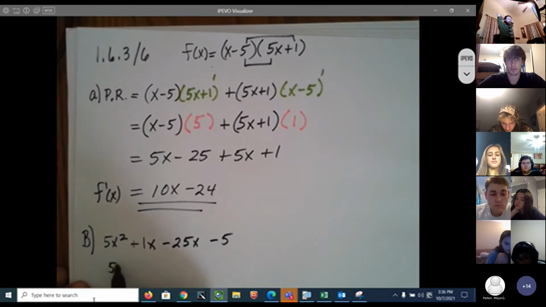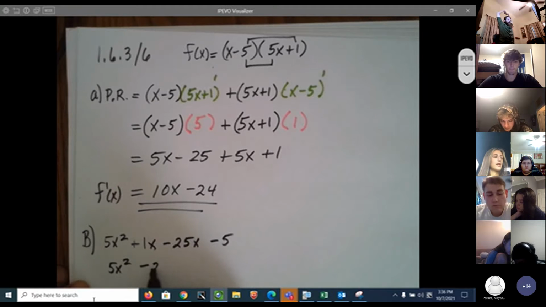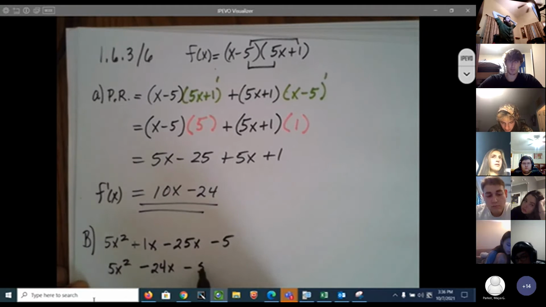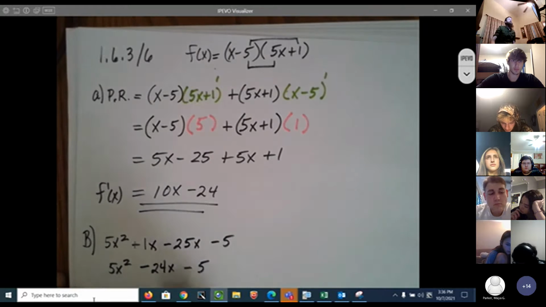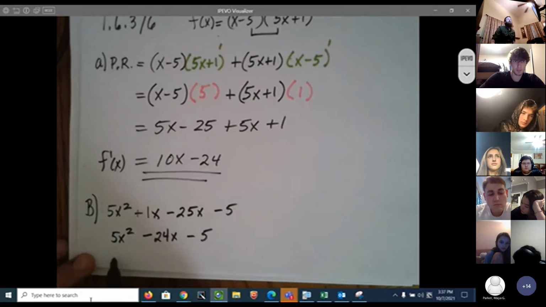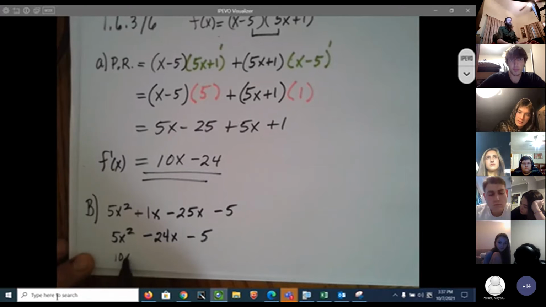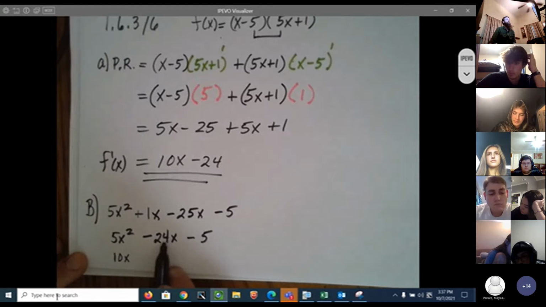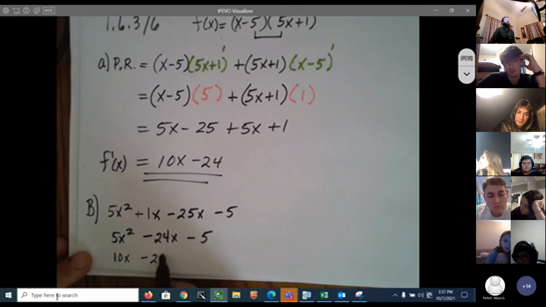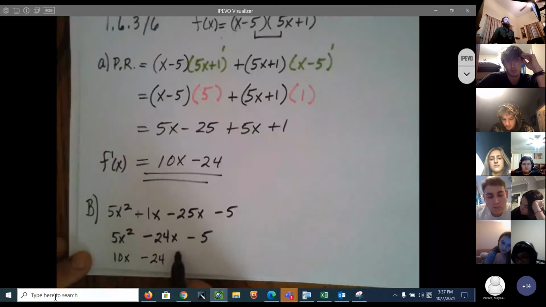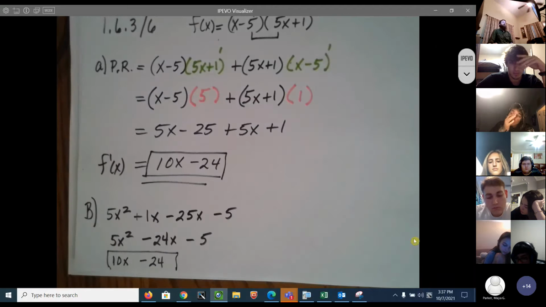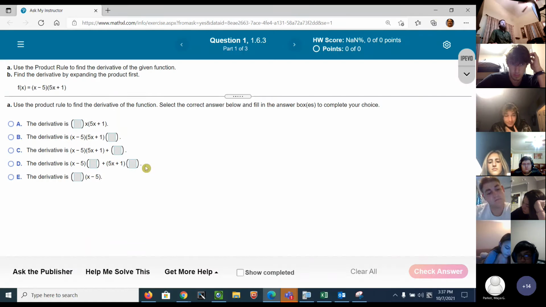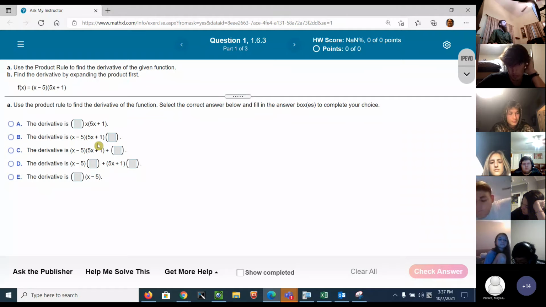And that's going to give us 5x squared minus 24x minus 5. And somebody, what's the derivative of 5x squared? 10x, Hubert. Thank you. And what's the derivative of negative 24x? Lord, it's a miracle. 10x minus 24. I'm not playing their game right here. 10x minus 24 is your answer.